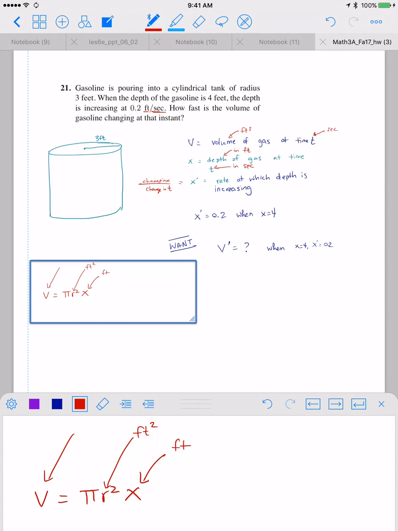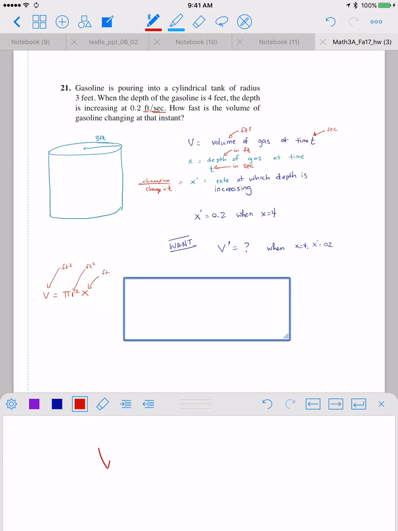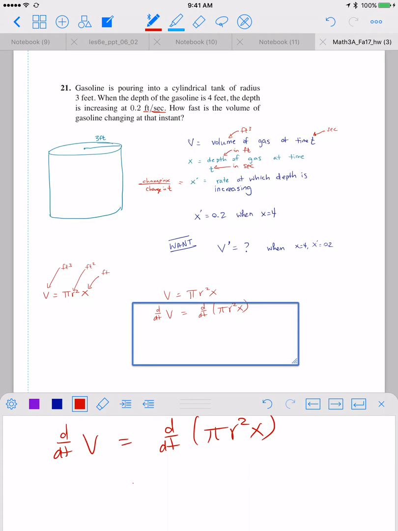So the units for v are going to be feet cubed. Okay. So now we've got our formula here that relates our variables, and we want to find v prime. So what we're going to do, we're going to take d/dt of both sides, d/dt of pi r squared x. Okay. So on the right-hand side, we'll get pi.